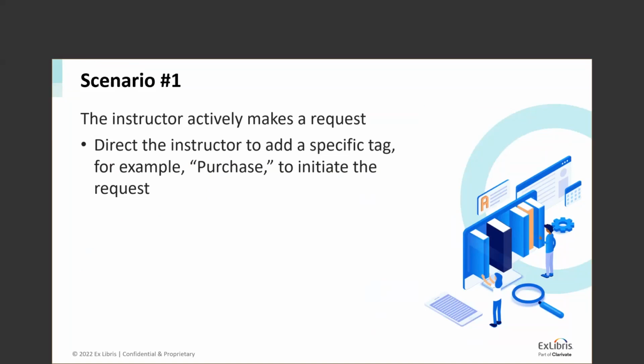So the first one here is a scenario where your instructors are specifically requesting that you purchase something. You know, they get to say, please purchase this, please purchase this, essentially. In this case, the way that you can handle that is with the use of a specific tag. As part of your training for Leganto, you can say, if you want us to purchase something, please add this purchase tag to the citation. Purchase is just an example, but you can say we only use this tag in situations where we are going to purchase something. The instructor is asking us to purchase something, or maybe the library is asking us to purchase something.